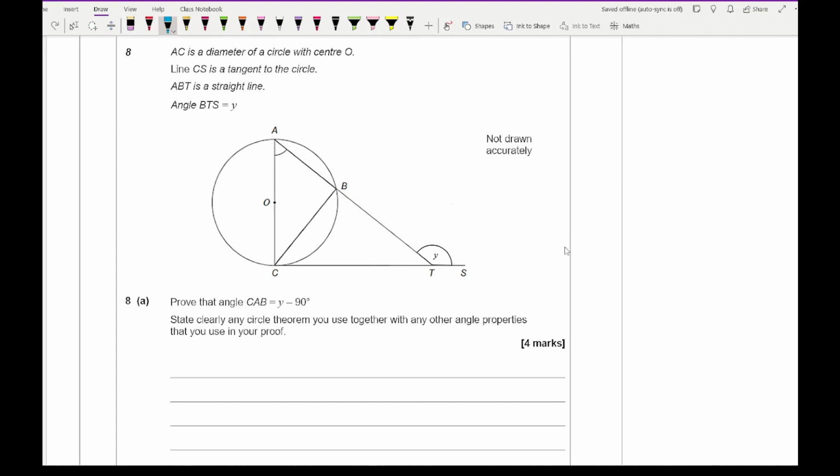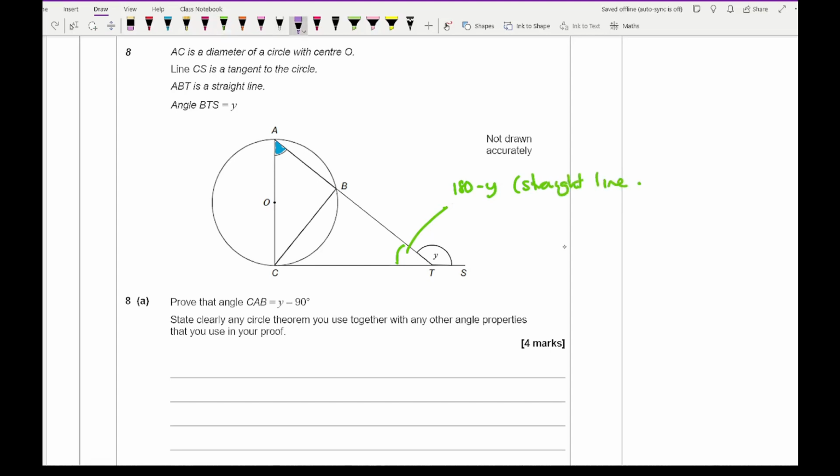So angle CAB is this angle here. So let's start by colouring that in. And this is the angle that we then need to work out. Now, let's have a look at what we know. So we've got y, so I had to work out this angle here. That's going to be 180 minus y because it's on a straight line.